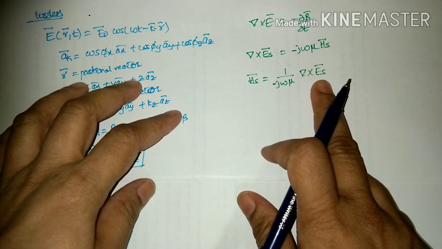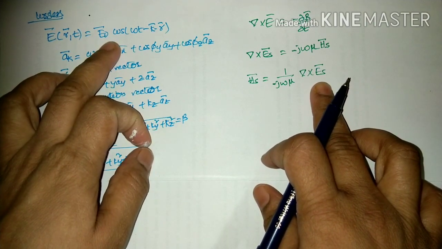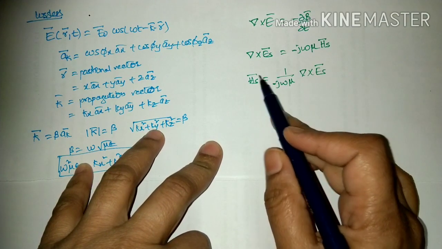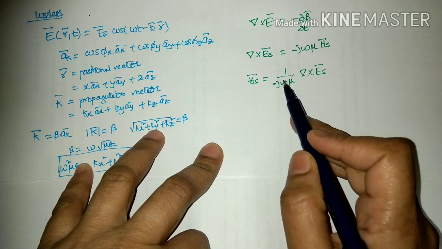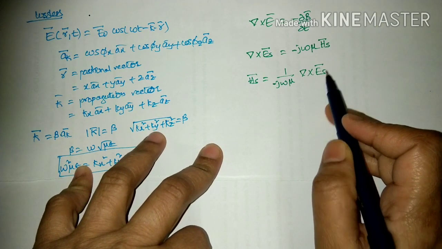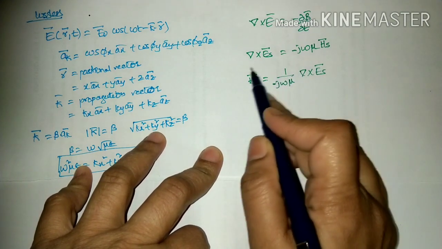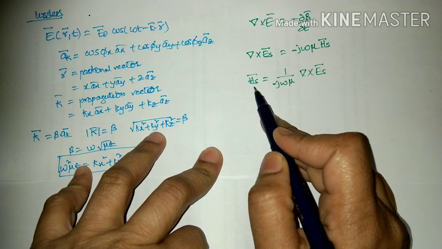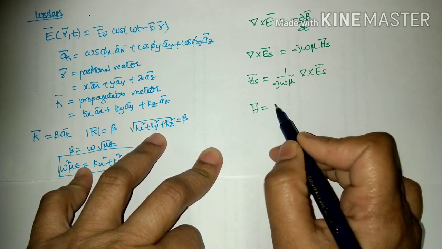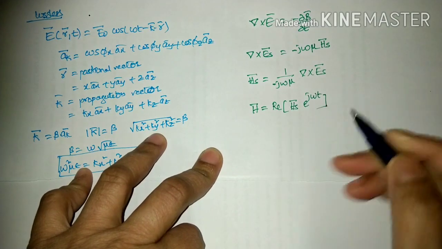So if you know the phasor form of the electric field for the wave propagating in some arbitrary direction, then you can determine the corresponding magnetic field in its phasor form as Hs bar is equal to 1 by minus j omega mu into del cross Es bar. Now let us determine the phasor form of the electric field, calculate del cross Es bar and substitute in this equation. Then we will get the corresponding magnetic field in its phasor form. If you want the magnetic field in its instantaneous form H bar, you just have to take the real part of its phasor form into e power j omega t.